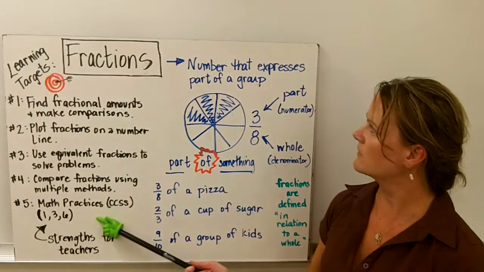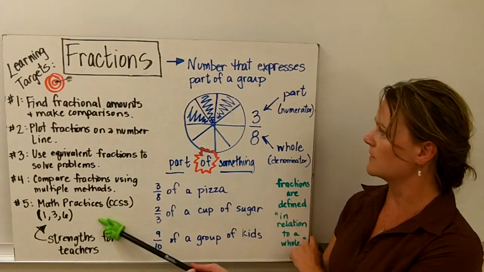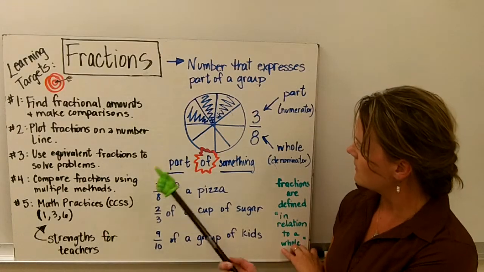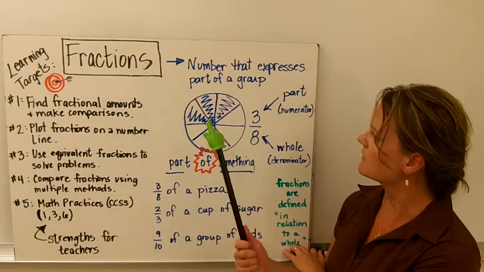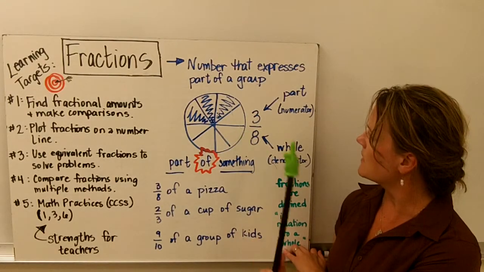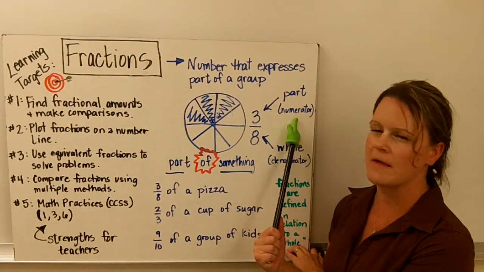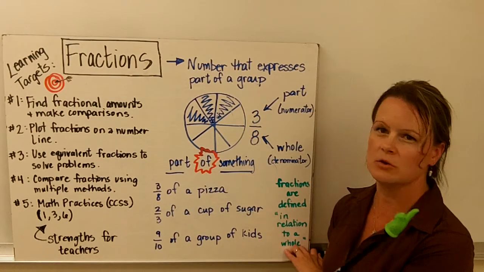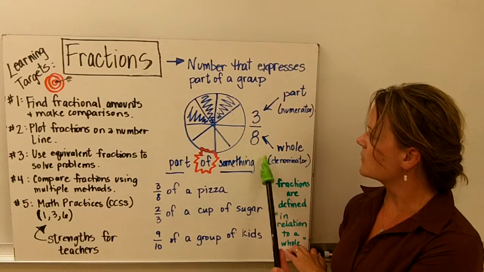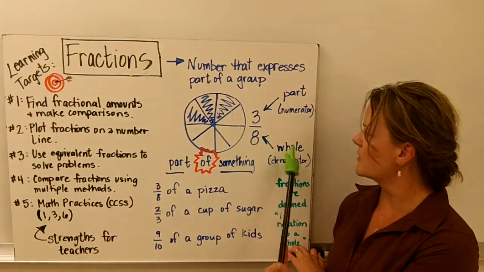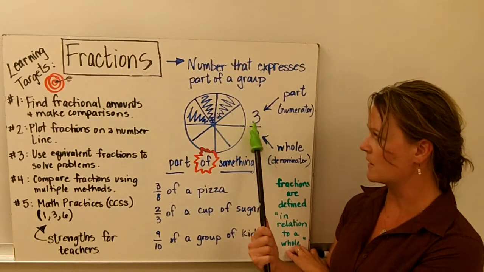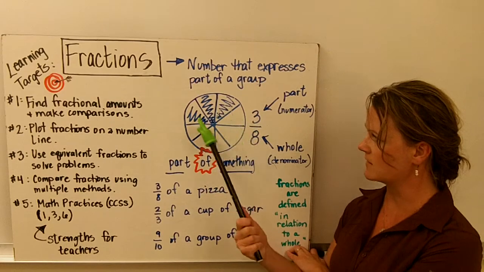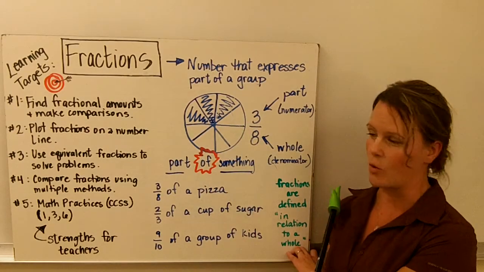So first of all, fractions are simply a number that represents a part of a group. And so in this example here, you can see that we have 3/8 represented with this pie chart. The 3 represents the part. We call that upper part of the fraction the numerator. And then the denominator, which is the lower part of the fraction, is representing the whole. So a fraction is just simply a part of a group or a part of a whole. In this case, it's 3 parts out of 8, which is the whole.